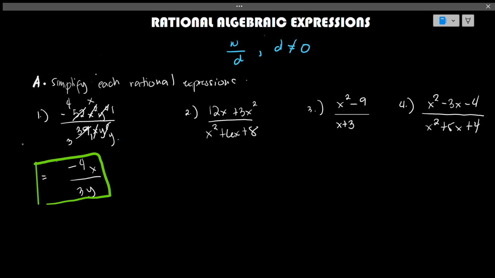As you can remember, the term that has the highest degree must come first. So there's a need for us to rewrite our polynomial here. First, we need to rearrange this. So we have 3x squared plus 12x. So there's a need for us to rearrange our polynomial to make sure that it's already written in a formal way, followed by x squared plus 6x plus 8.